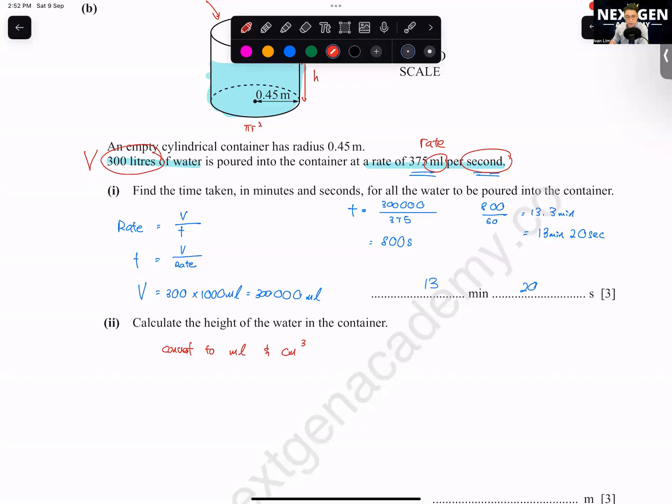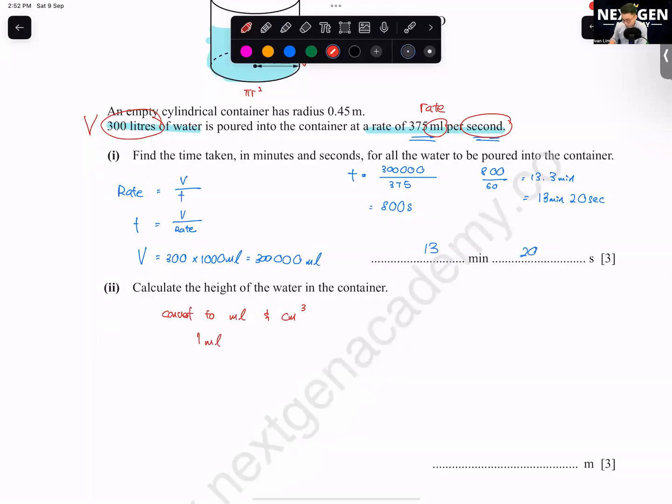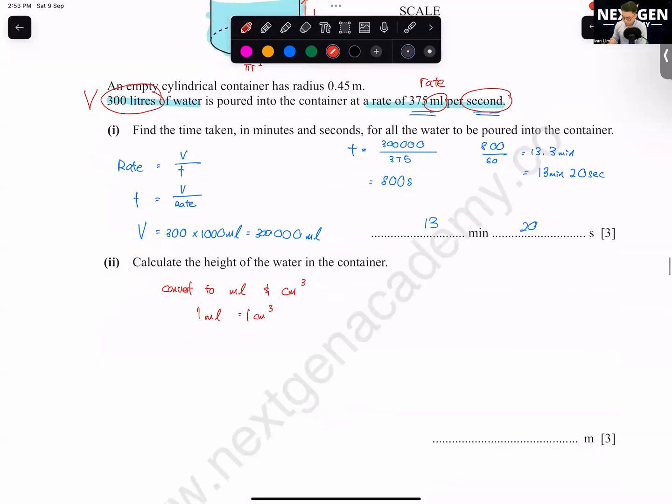Okay, why do I convert it all to ml and cm cube? Because the bridge between capacity and volume, 1 ml is equals to 1 cm cube. Okay, you all have to remember this. So, yeah, 1 ml is equals to 1 cm cube. So, over here, the volume of the water is equals to pi r square height. Is volume of the water. Water, I want it in ml.